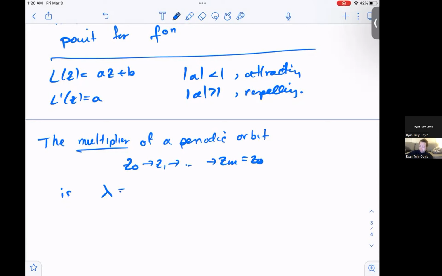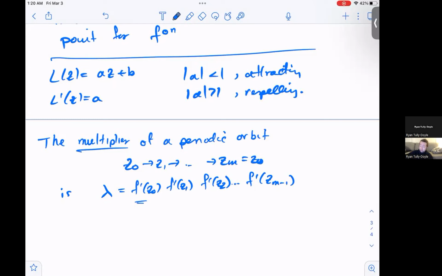And what we do is we just calculate f prime of the first number times f prime of the second number times f prime of the third number, and we just go up the chain until we get back to f prime of z_{m-1}. Now, of course, we don't have to compute the derivative at z_m because we've already thrown it into the mix right here. Remember that z_0 and z_m are supposed to be equal to each other. And that's how you compute it.